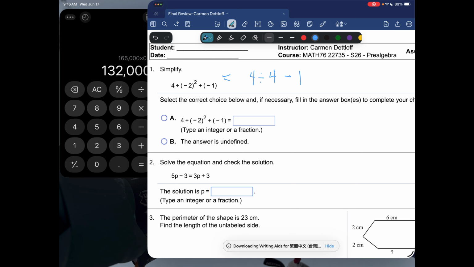Do I have any multiplies or divides? I do. I'm going to do those next. 4 divided by 4 is 1. 1 minus 1 is 0. 0 is my answer for this.